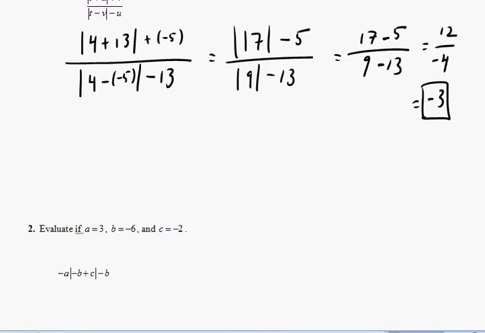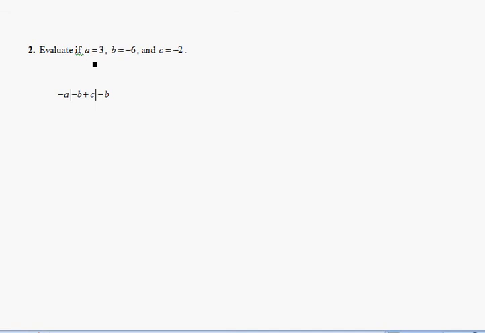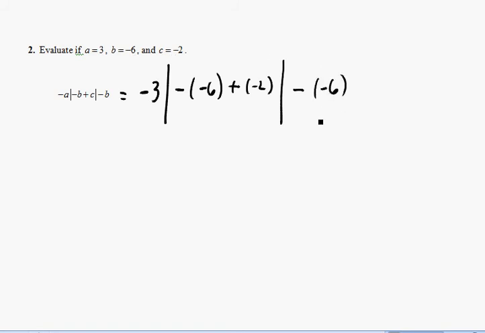Pause the video again and see if you can evaluate this expression in number 2. Again, our first step is to substitute our values for the variables. So here we have the opposite of a, which would be the opposite of 3, times the absolute value of the opposite of b, which is the opposite of negative 6, plus c, which is negative 2, minus b, which is minus the opposite, or negative 6.